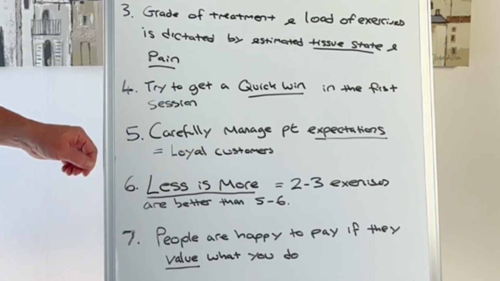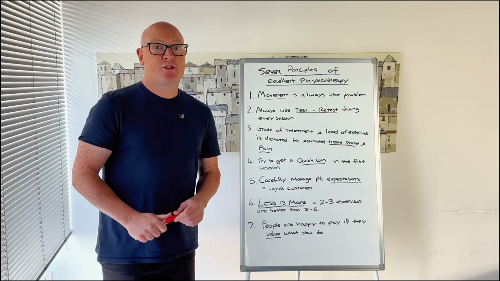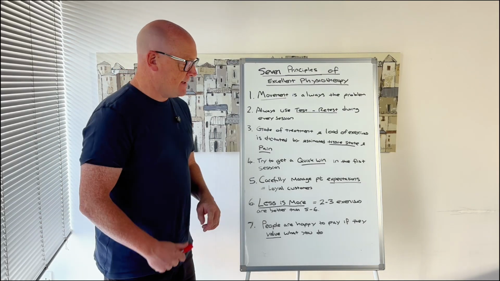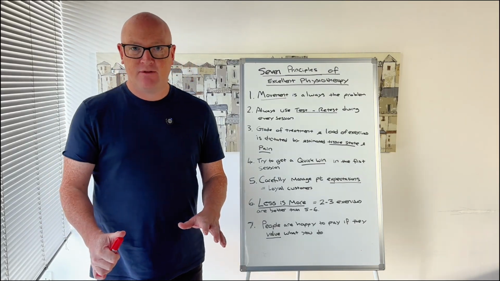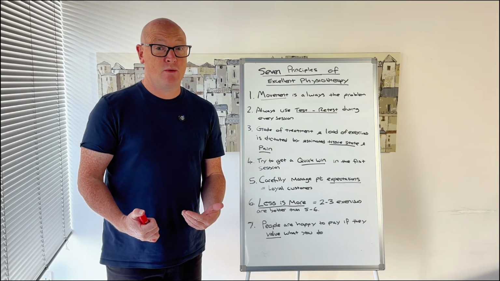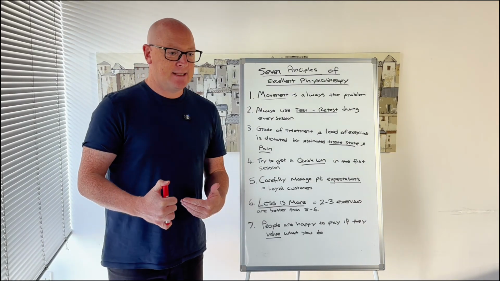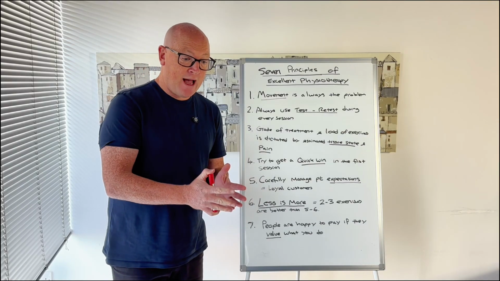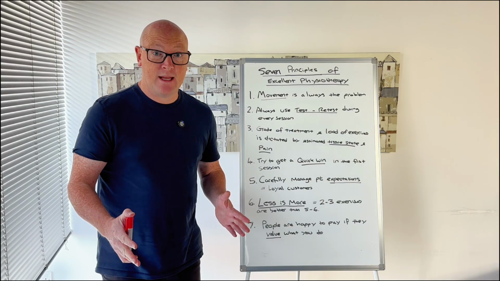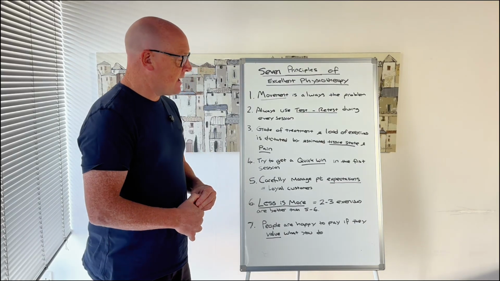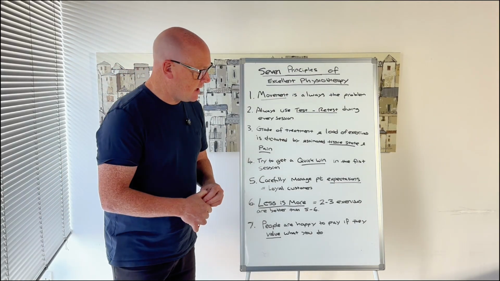Number 5 is carefully manage expectations. So circling back round to our quick wins. Some things are not straightforward. Some things are difficult to do. I particularly find shoulders a real pain, in that if you've got a rotator cuff problem, getting a significant improvement within a first session is quite difficult, often if it's a really, really irritated rotator cuff.